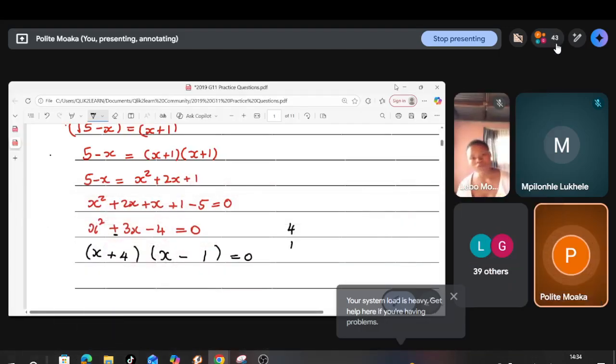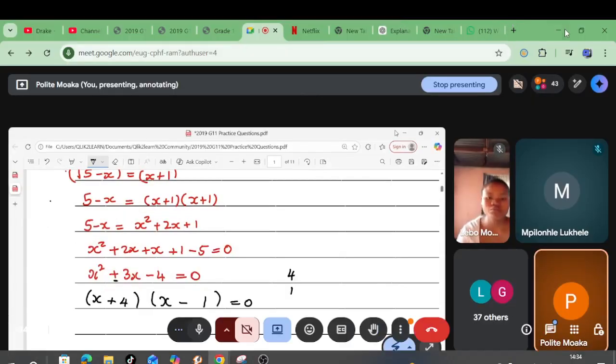We know what the value of x is, right? I'm just going to try to open the XP pen, maybe that will improve.